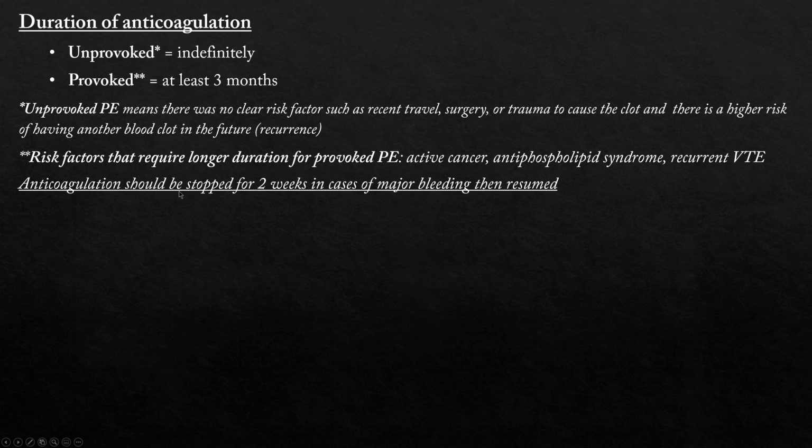Anticoagulation should be stopped for 2 weeks in cases of major bleeding, then resume. Now, this is a question sometimes they ask in the boards. They're going to say, all right, this patient had GI bleeding and then he had a surgery. Obviously, you're going to stop the anticoagulation before that. So after that, for how long does this patient need to be off the anticoagulants? When do you restart? 2 weeks. After 2 weeks, you resume the anticoagulation. You have to balance the risk of bleeding and, of course, the risk of another thromboembolic event.